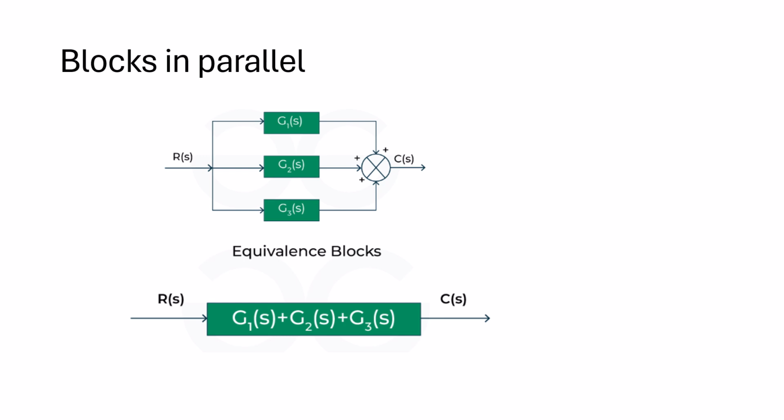Note down, suppose we have minus here, and G3 is also minus, then the reduced block is G1 minus G2 minus G3. So if we have n number of blocks connected in parallel, then the reduced equivalent block will be the sum of all the individual n blocks. That's why the reduced block is G1 plus G2 plus G3, where R(s) is the reference input and C(s) is the output.